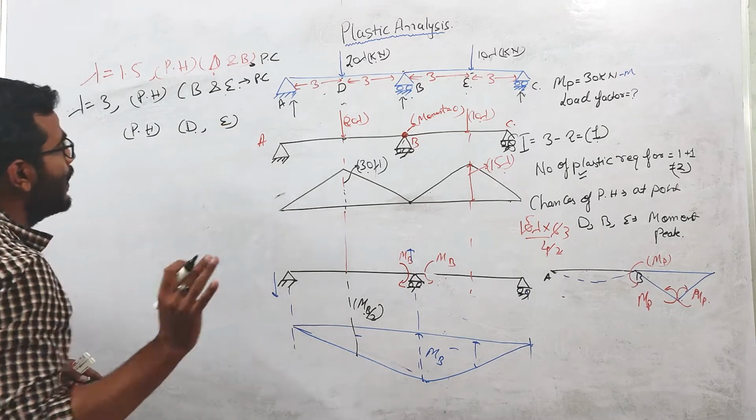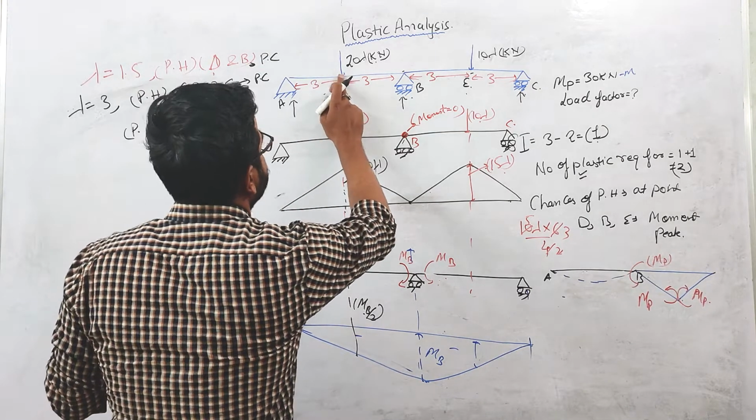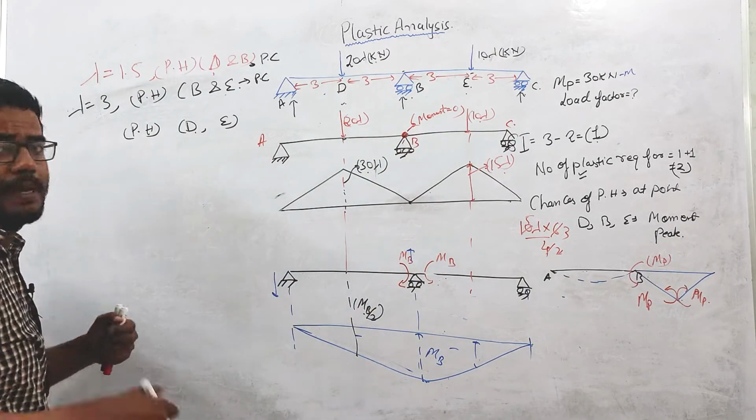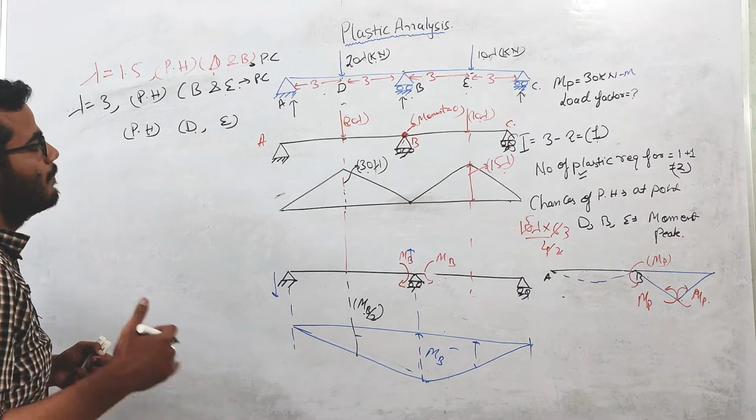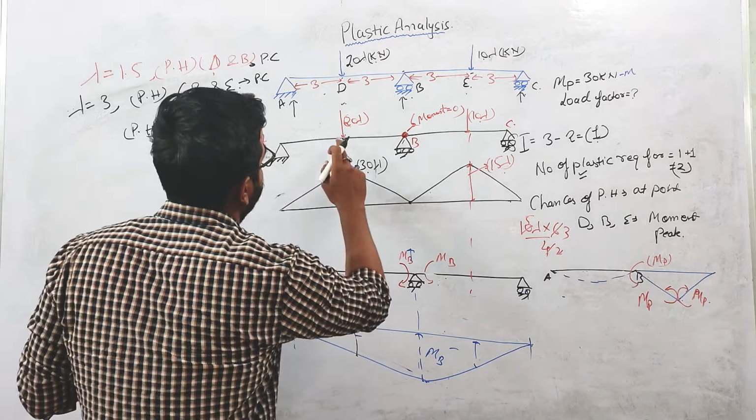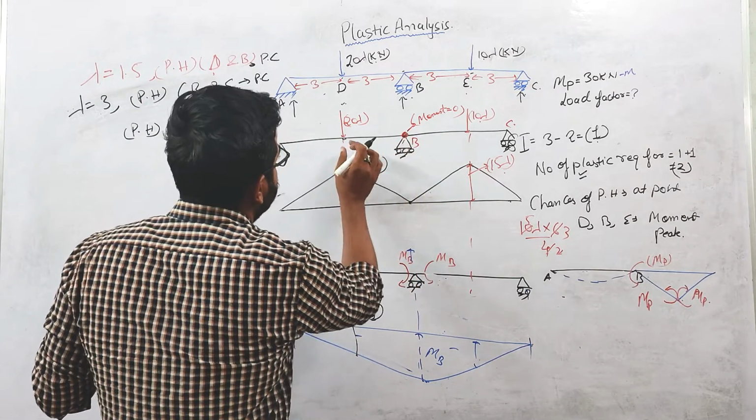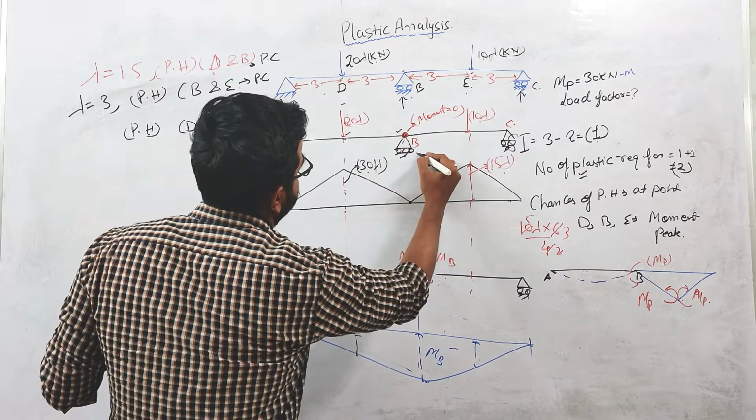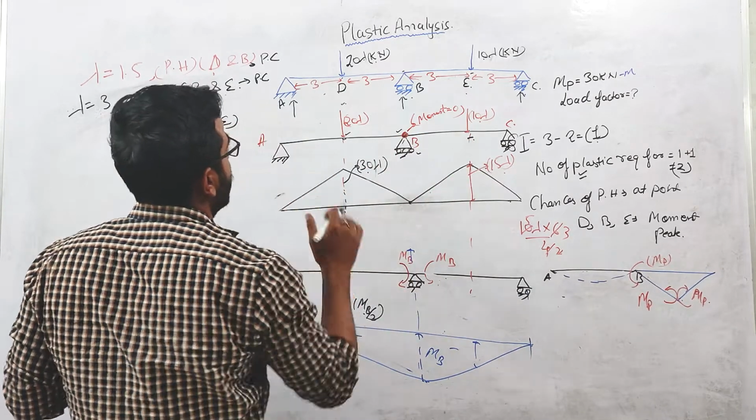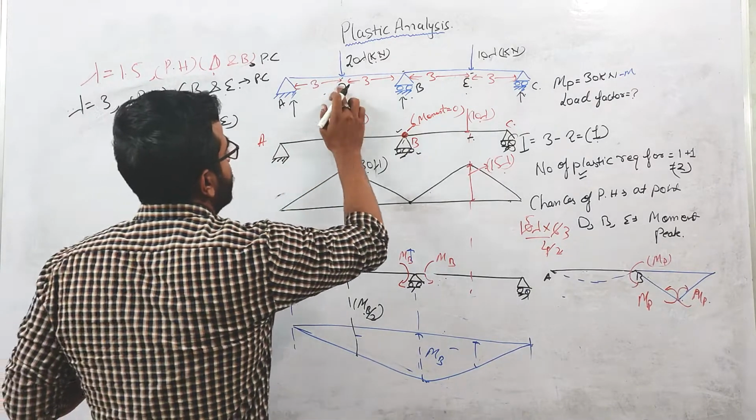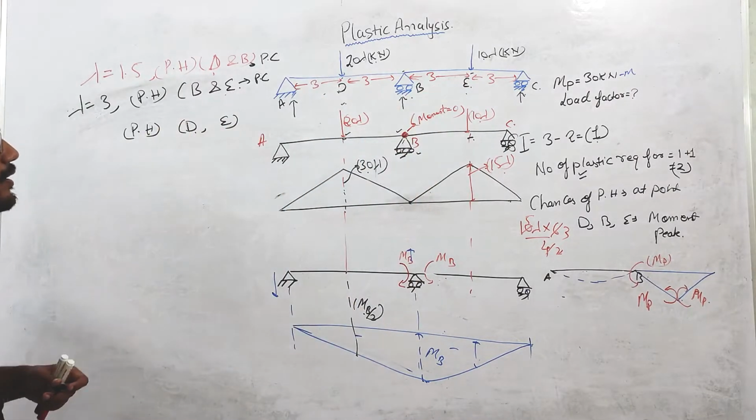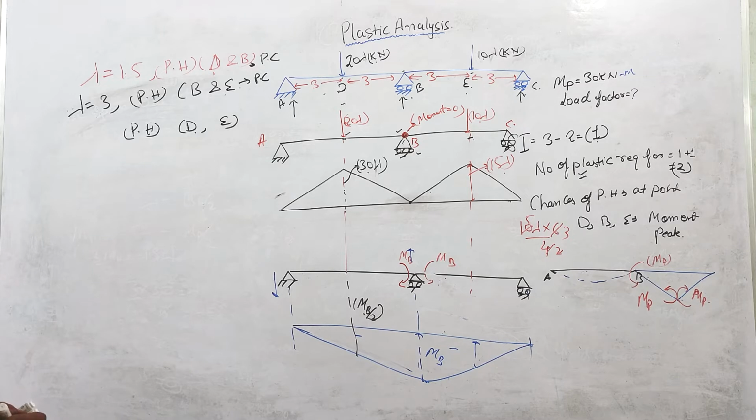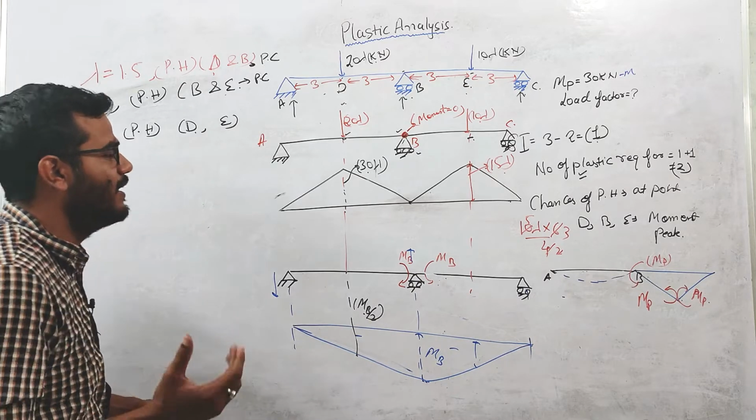Now I am assuming that the plastic hinges are formed at this point and this point, because peak moment will be there. Plastic hinge can form at this point or this point. First I assumed that the plastic hinges are formed at these 2 points, then at these 2 points. Now I am assuming that the plastic hinges are formed at D point and E point. Now this is a very important case. So I will be writing again equilibrium equations for this D and E point.